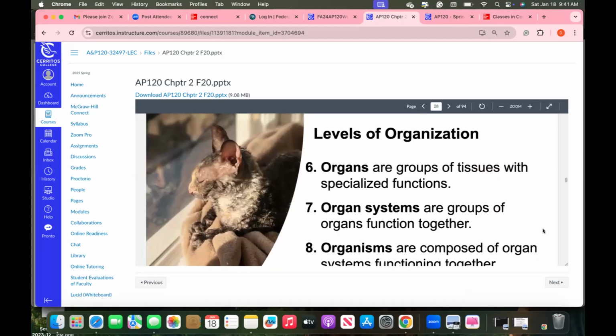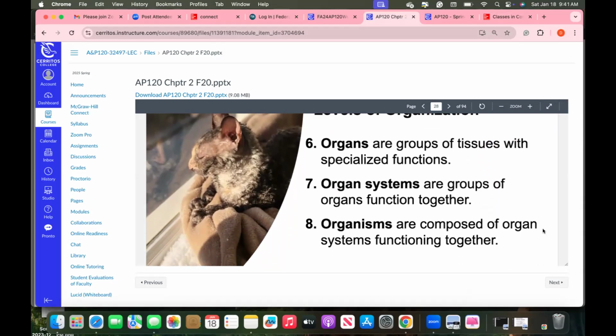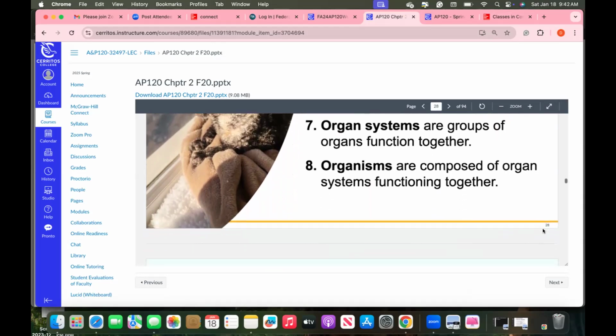Organs are groups of tissues with specialized functions. We already saw that. Organ systems are groups of organs that function together. Organisms are composed of organ systems that function together, like this cat. It has lots of organ systems that function together to bring it together, okay?